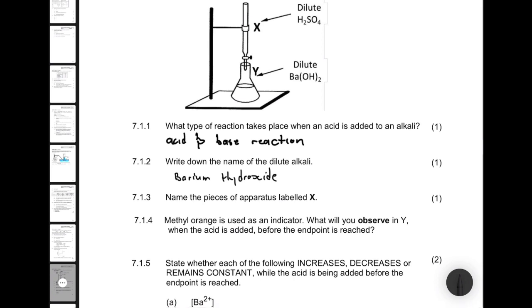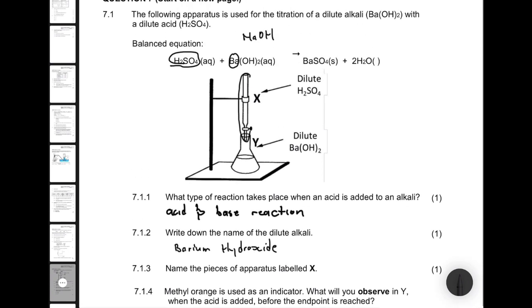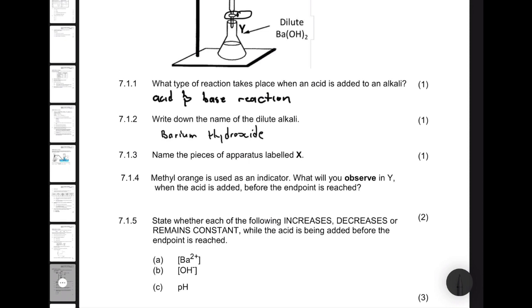7.1.3 says, name the pieces of apparatus labeled X. So here's X. You should be familiar with X at this point, right? X is a burette. It's essentially a glass tube with readings on it, and it has a turning plug here to control the amount you're putting into your beaker or whatever you're using. So for 7.1.3, we have a burette.